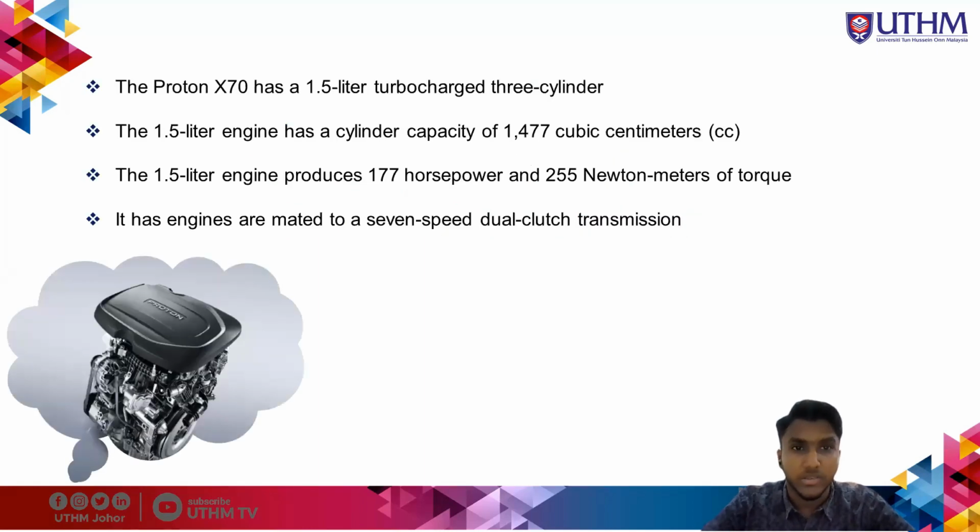Okay, the Proton X70 has a 1.5 liter turbocharged 3-cylinder engine. The 1.5 liter engine has a cylinder capacity of 1,477 cubic centimeters. The 1.5 liter engine produces 177 horsepower and 255 Newton meter torque. It has an engine mated to a 7-speed dual clutch transmission.